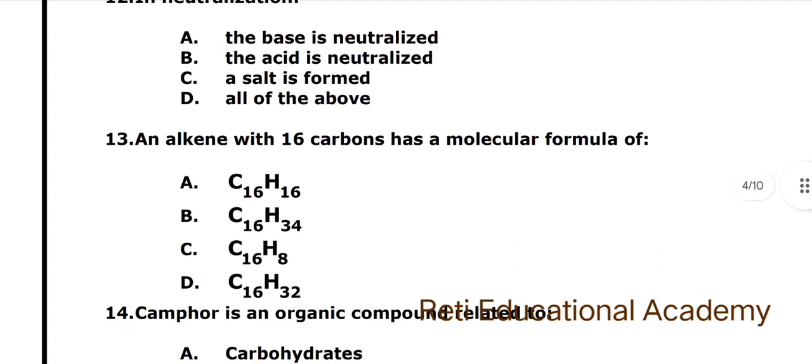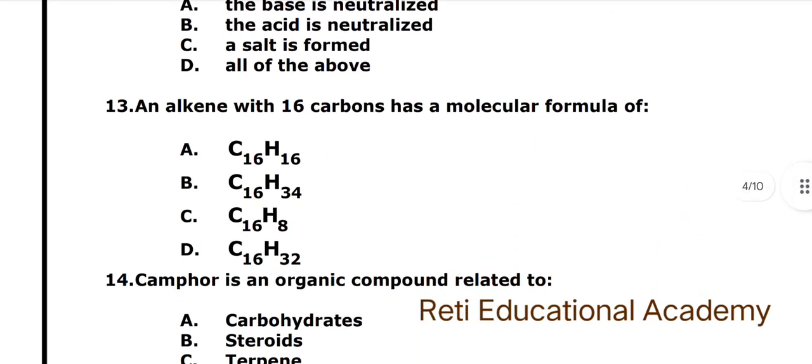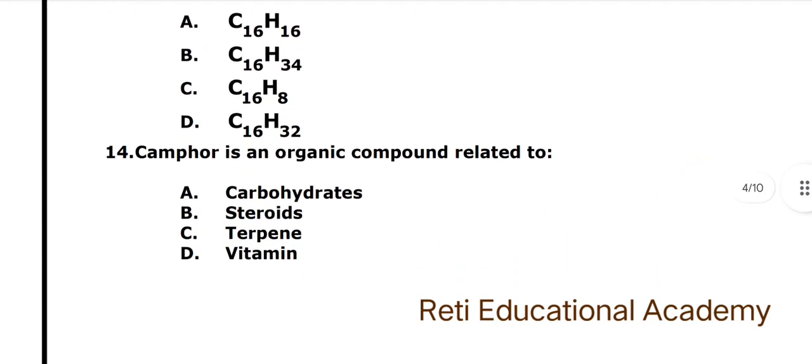Now comes question number 13. An alkane with 16 carbons has a molecular formula of: A. C16H16, B. C16H34, C. C16H8, D. C16H32. And the correct option is D, C16H32.